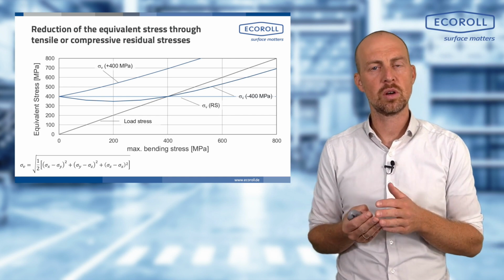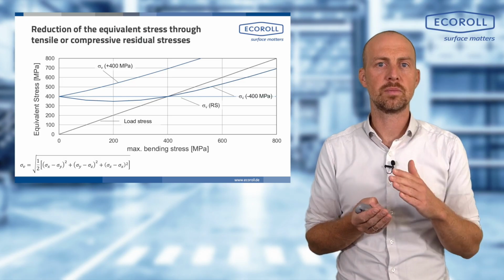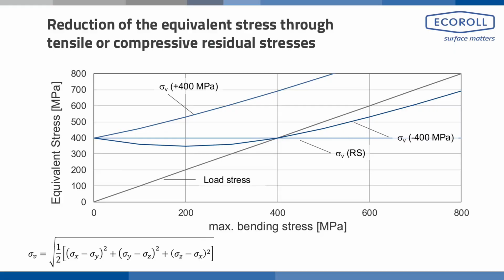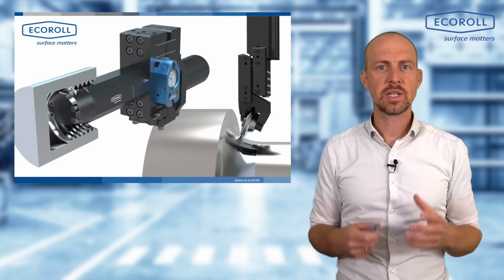So the dark blue curve runs lower than the gray curve. And this is essentially an effect of compressive residual stress. The compressive residual stresses reduce the equivalent stress and essentially counteract this bending stress, thereby reducing the equivalent stress in this case.